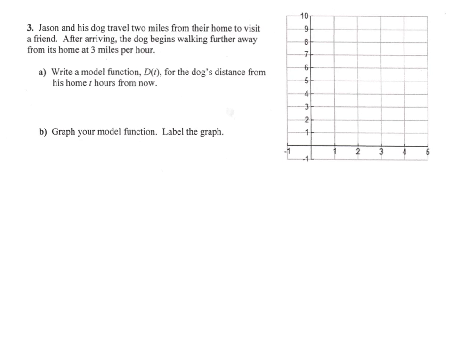Okay, so when we're starting, how many miles is the dog already away from his home? 2. In other words, 2 is my what? Initial value, yeah. Okay, after arriving, the dog begins walking further away from its home at 3 miles per hour. So what do we call that? Rate of change. So my 3 miles per hour, that's my rate of change. Okay, so go ahead and write a function for this one. Okay, so do part A.